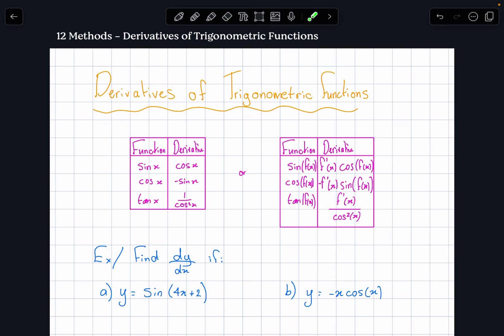It gets a little bit trickier when the inside of my sine is a function, but the only thing we have to consider is the derivative of the inside, and we multiply it by the original function just with our little sine to cos, cos to negative sine, and tan to 1 over cos squared x. Now, we're not going to harp on too much about that. I'll show you a few examples so you can get a bit of an idea behind that.